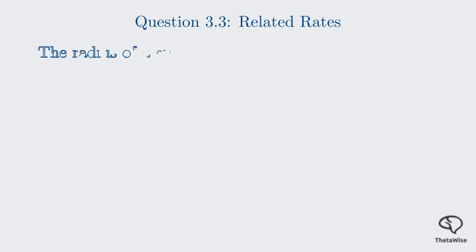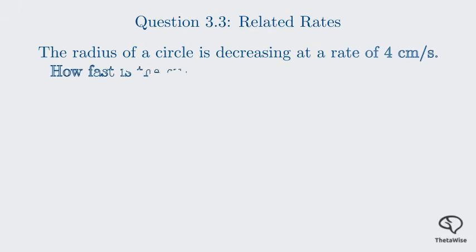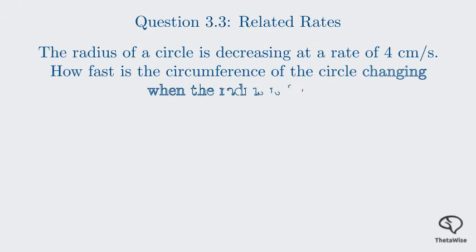We've reached the final part of our question, 3.3. This is a related rates problem. The problem states that the radius of a circle is shrinking at a constant rate of 4 centimeters per second. We are asked to find out how fast the circumference of the circle is changing at the exact moment when the radius is 8 centimeters. The key phrase here is rate of change. This tells us we need to use differentiation with respect to time.